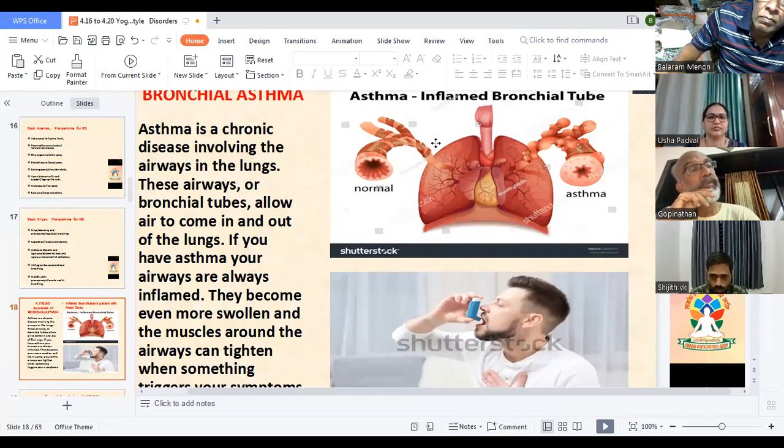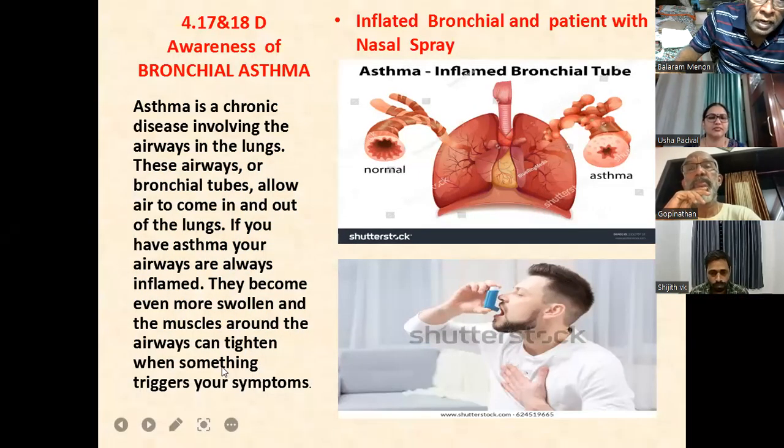These are the airways, the passage of air. This is the normal and this is the asthmatic. You can see the pores which are there inside. They become even more swollen and the muscles around the airway can tighten when something triggers your symptoms. This is the inhaler one takes.